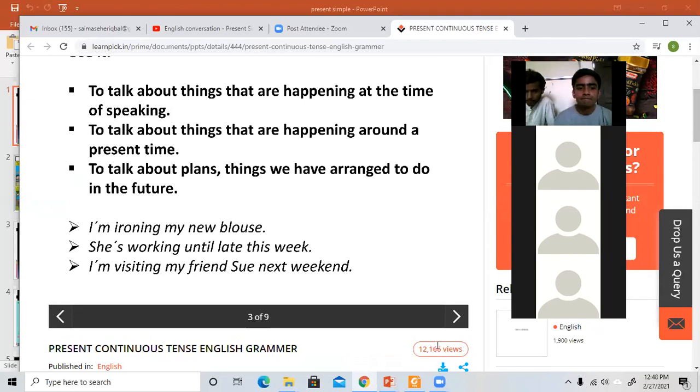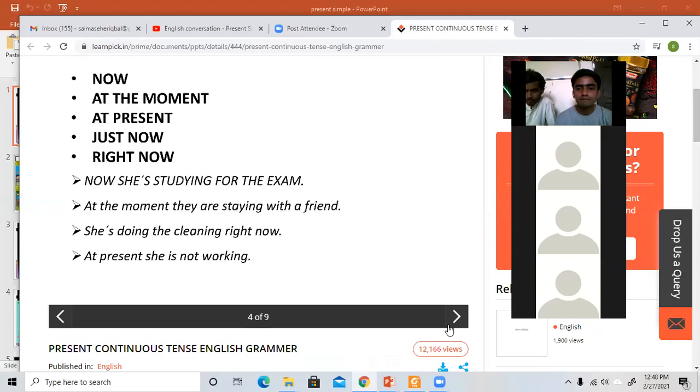Okay, just go ahead. How will you identify? Sometimes in papers you are given multiple choice questions and you have to write the accurate and correct verb. So how will you identify that it is present continuous tense?